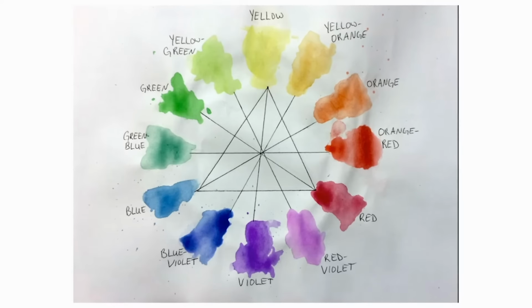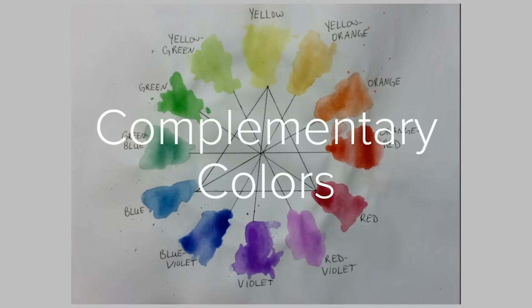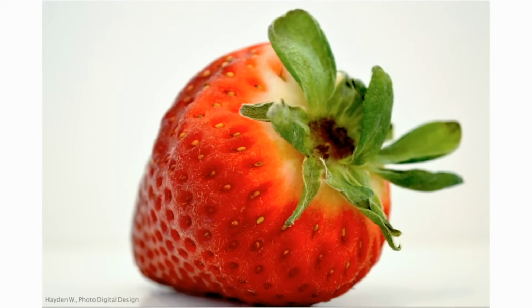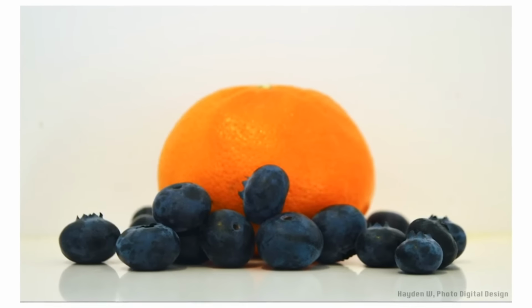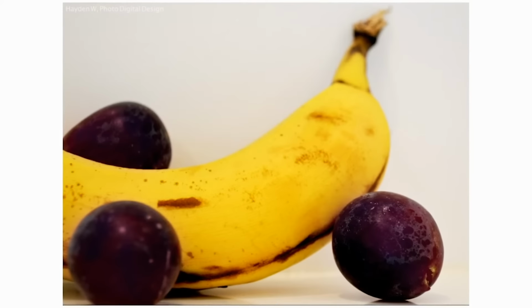Colors opposite one another on the wheel are called complementary colors. Red and green, orange and blue, and yellow and violet.